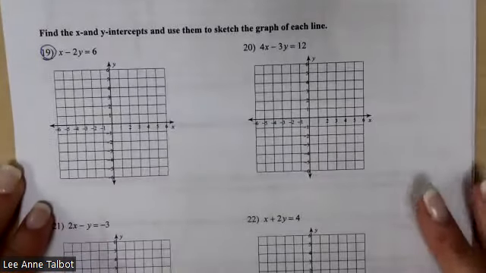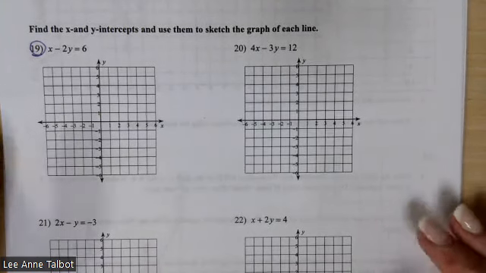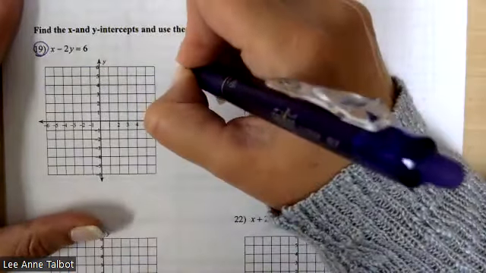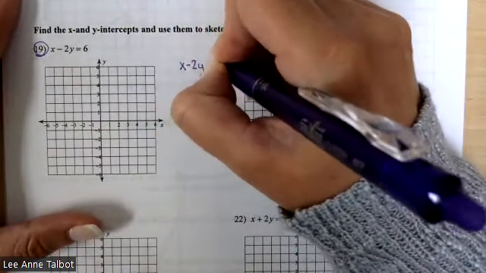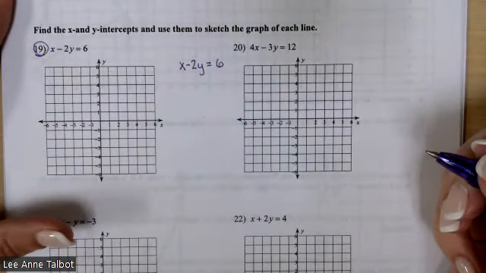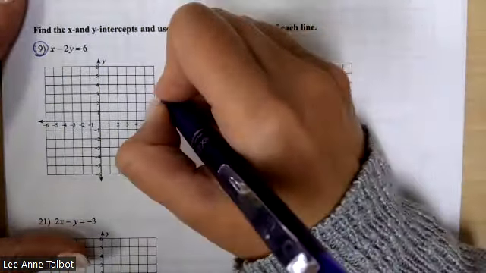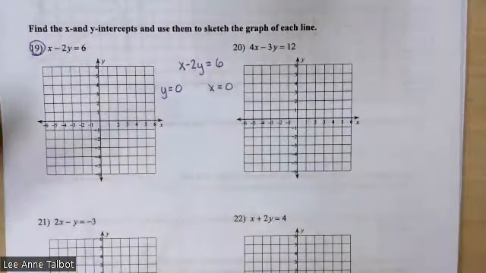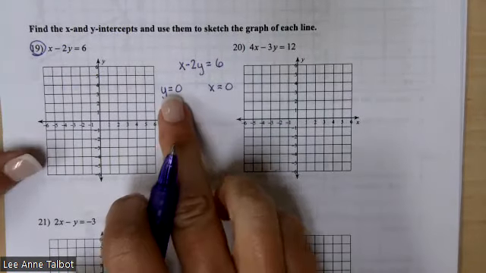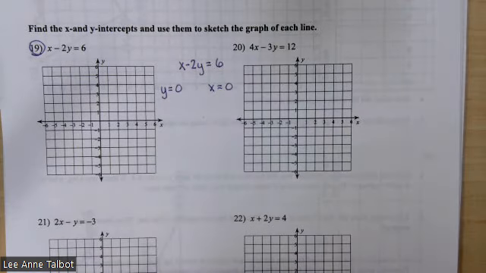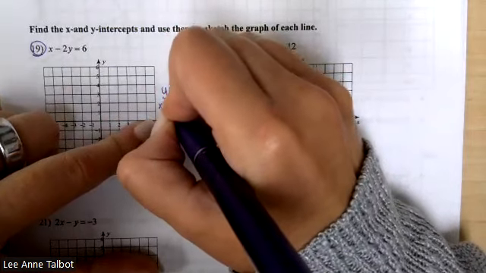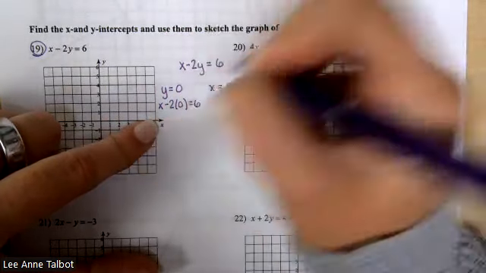Okay, last problem is number 19. Find the X and Y intercepts and use them to sketch the graph of each line. So we did this last week. I called this the cover up method. X minus 2y equals 6. What you want to do is break this into two pieces. You want to do y equals 0 and x equals 0. So you're going to do two little baby problems. One of them, you're going to put y is 0, and one of them, you're going to put x is 0. So on this first one, it's going to be x minus 2 times 0 equals 6.